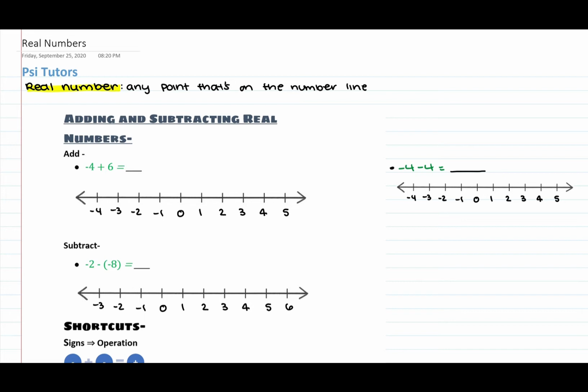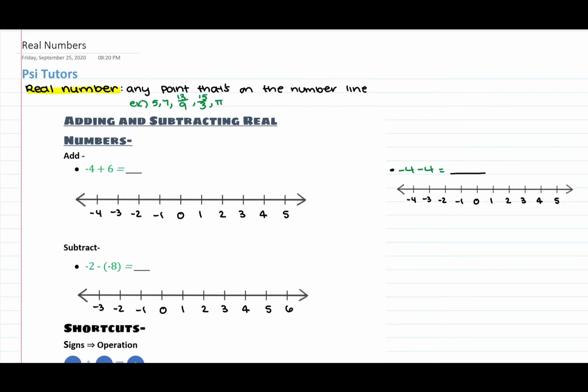Now let's take a look at some examples. Some examples would include 5, 7, 13 over 9, 15 over 3, and pi. That's basically what real numbers are. It's basically any rational or irrational numbers. Okay? So now let's get started with adding and subtracting real numbers.